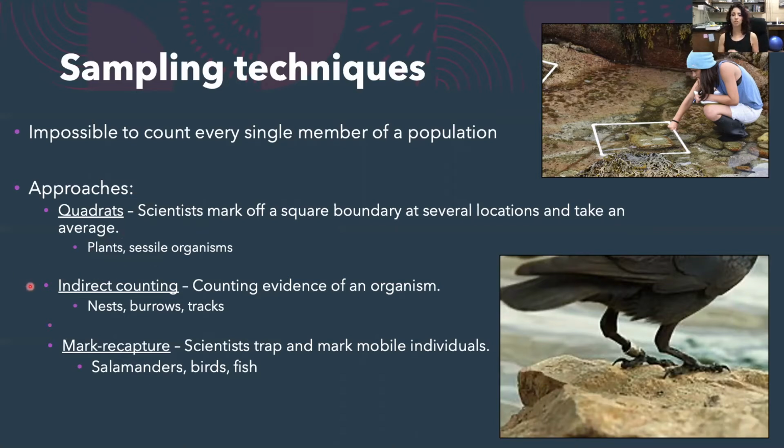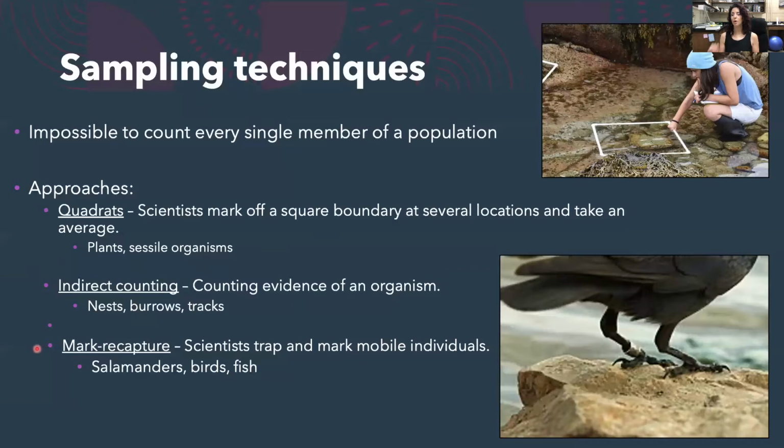Next, we have indirect counting. In indirect counting, you are not counting individual organisms. You are counting evidence of the presence of those organisms. This could be things like bird nests or burrows or tracks. So all of that falls under indirect counting.